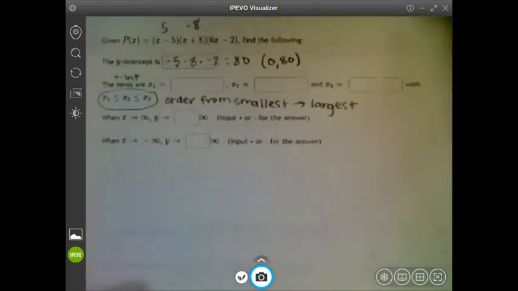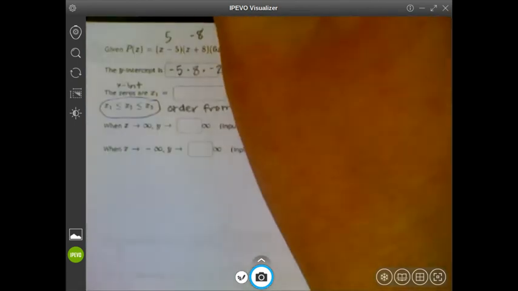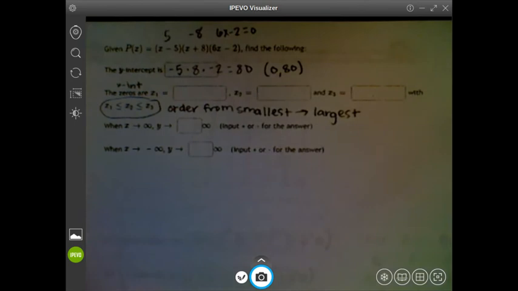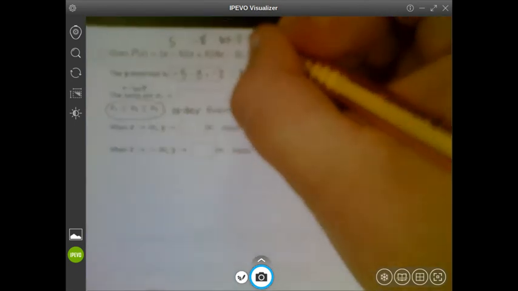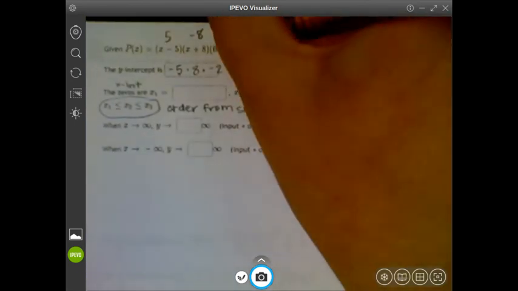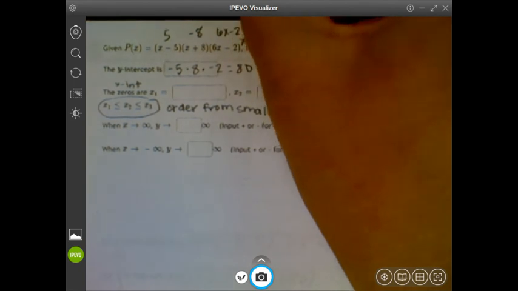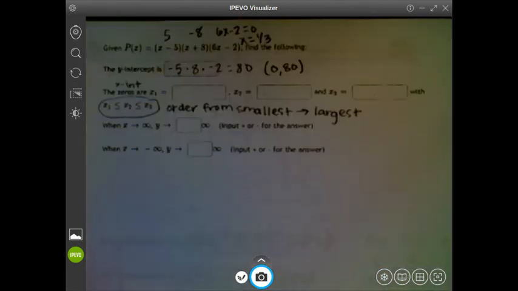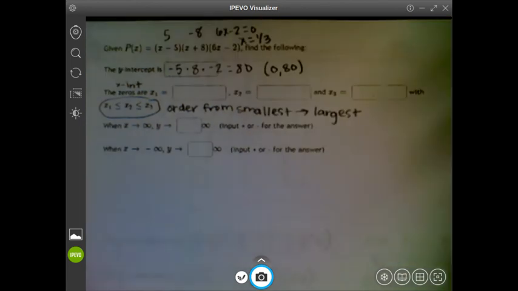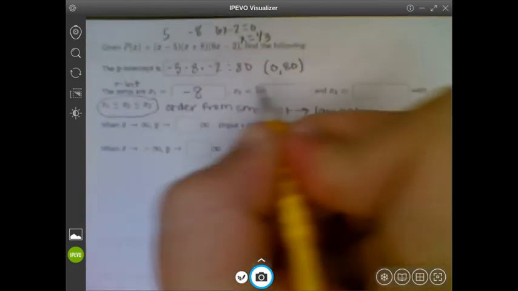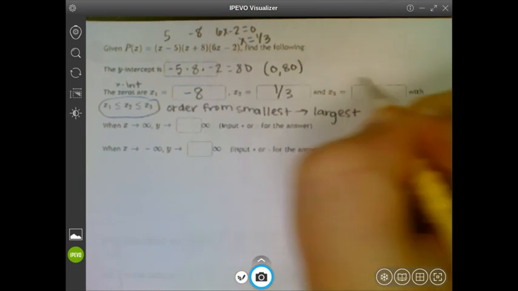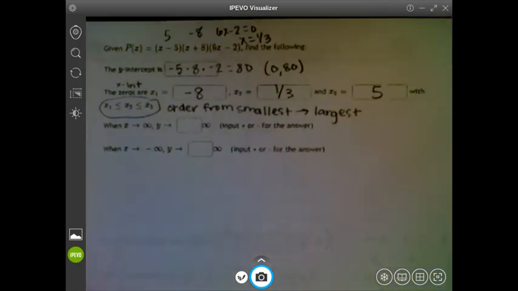And then this one, the 6x minus 2, you might have to get a little creative with that. If you're not sure what number makes it equal to 0, set it equal to 0 and solve it. You would add 2, divide by 6. So this would be 2 divided by 6, which is 1 divided by 3. And then just order them from smallest to largest. So the smallest is -8, then a third, and then +5.